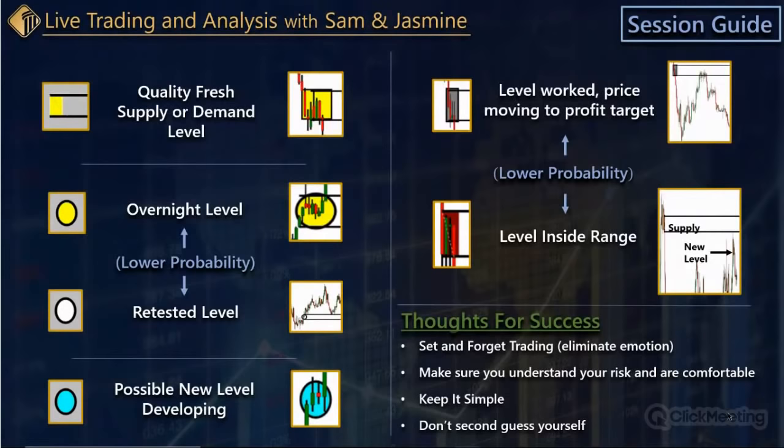So this is meant to be a menu. It's like, okay, what do you want? Do you want the high probability stuff and less trading? Do you want the lower probability stuff and more trading opportunities? What are you looking for? Everybody's a little bit different.